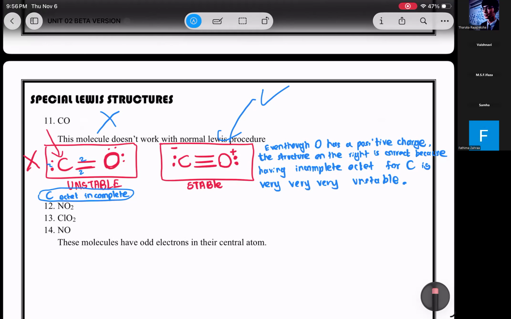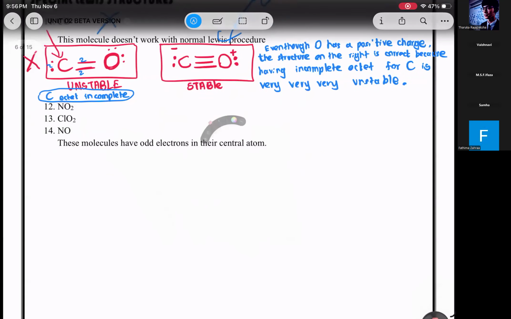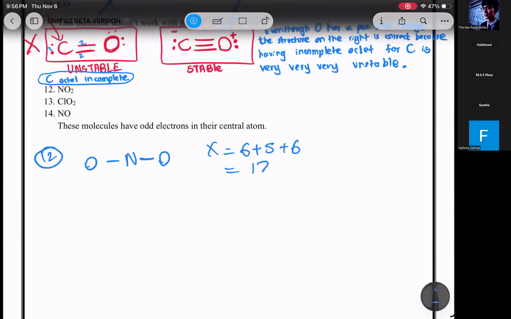Right. Then people, made 12, 13, 14 කියන්නේ මොකද්ද? These molecules have odd electrons in their central atom. ඒ කිව්වේ. Now look at NO2, 12th one. මේ NO2 structure එක people, let's calculate and see. 6 X is equal to 6 plus 5 plus 6. Altogether 12 and 5 is 17, right? 6 and 6 12 and then 5 17.